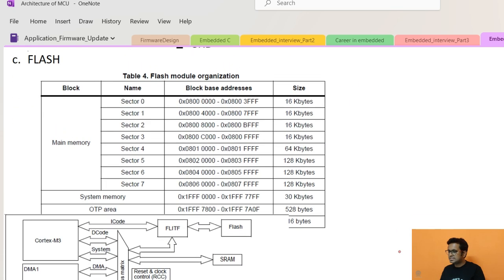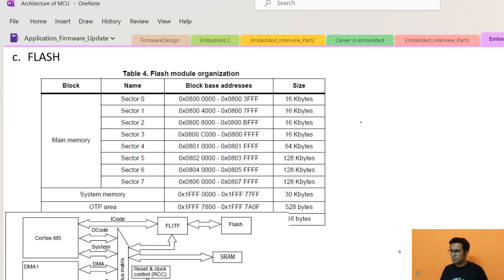Remember, flash is that portion in an MCU where your actual code will be placed. So whatever C code you write, .c or .h code, will be converted into .o, and that will be placed in the flash area. Now one very important thing that you need to know is that the flash is divided into sectors. So what is meant by that?